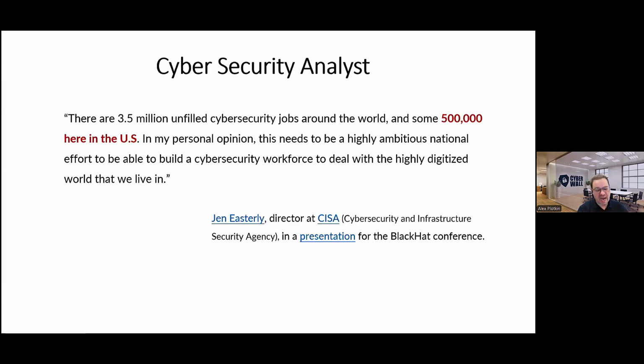So now I'm switching to what is needed in the cybersecurity field in North America. There are 3.5 million unfilled cybersecurity jobs in the world, about 500,000 of them in the United States. That's from the director of CISA, the Cybersecurity and Infrastructure Security Agency in the United States. Assuming about 10% of that is in Canada, let's say about 50,000 cybersecurity jobs in Canada are supposed to be open.